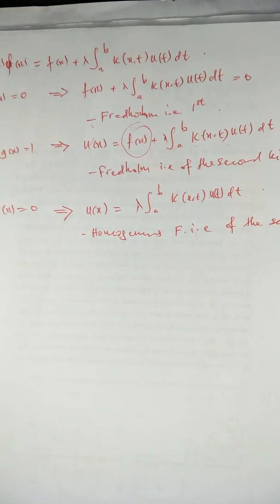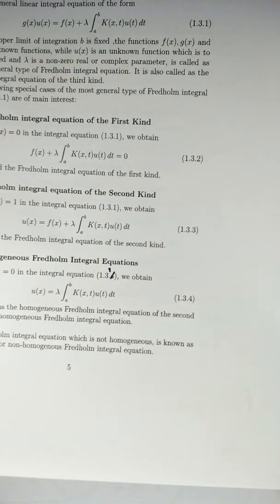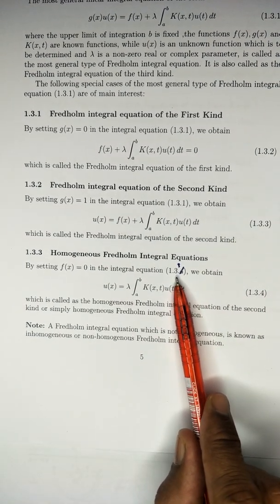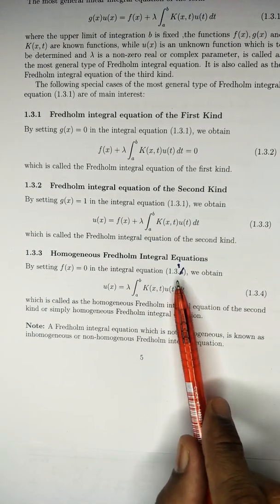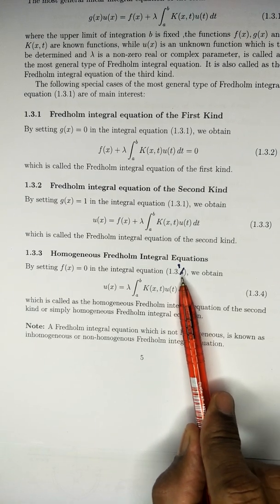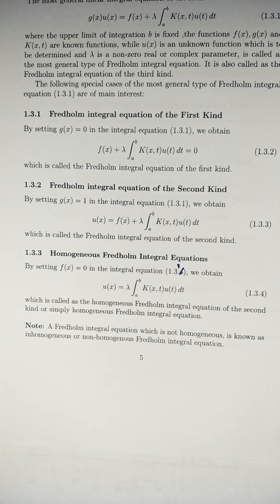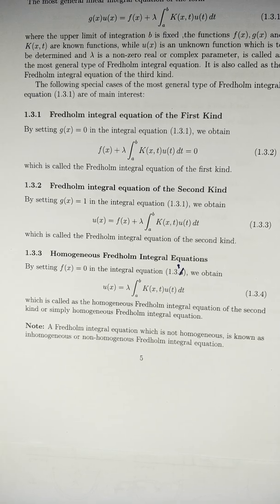If you look at the notes here, that's our notes. Here it should be 1.3, not 1.34. Mistyping there. And the Fredholm integral equation which is not homogeneous is known as a non-homogeneous Fredholm integral equation.